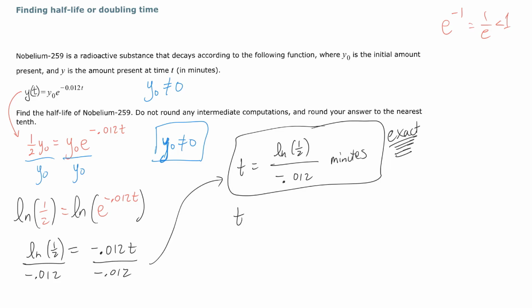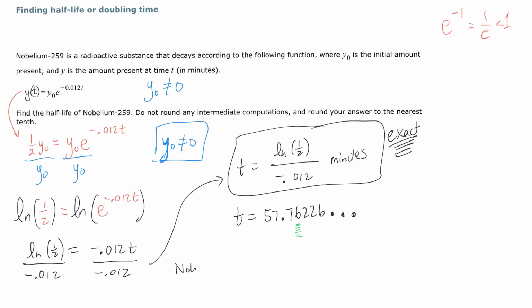Now let's find a decimal representation. The calculator says this is 57.76226, and it keeps going on forever. It says round your answer to the nearest tenth, so we just need to look at the hundredth. 6 is more than 5, and so we're going to round this up to 57 and 8/10 of a minute. Almost an hour. Almost. Let's write our answer in a complete sentence.